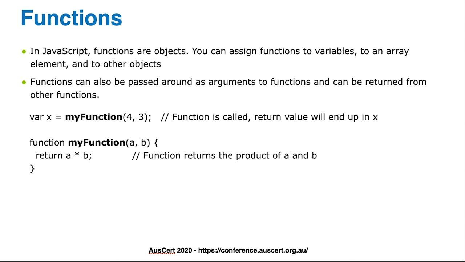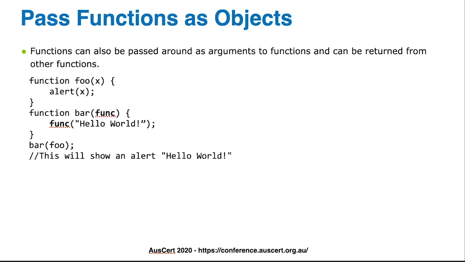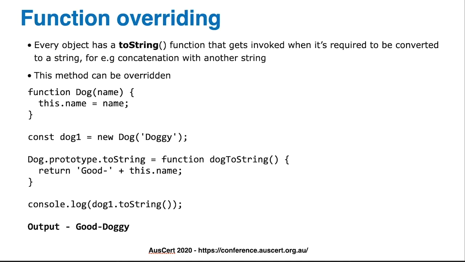So which means you can assign functions to variables, to an array element, or to other objects. They can also be passed around as arguments to different functions. So I've given some examples on how you can use a function to pass it around as an object.